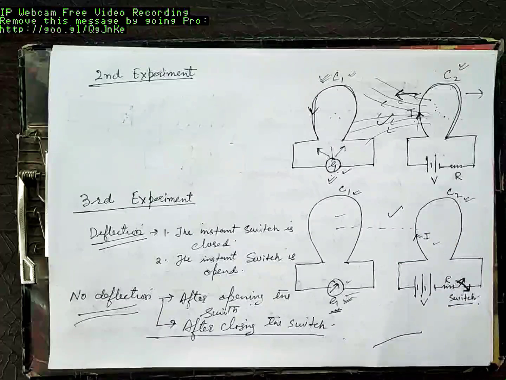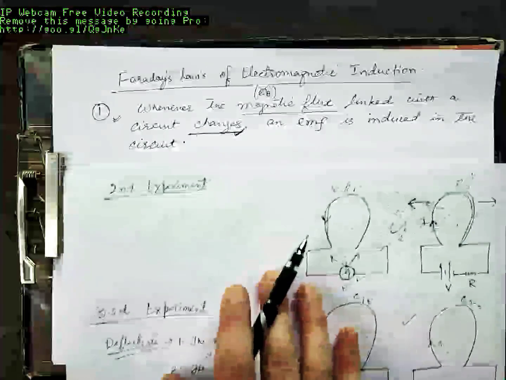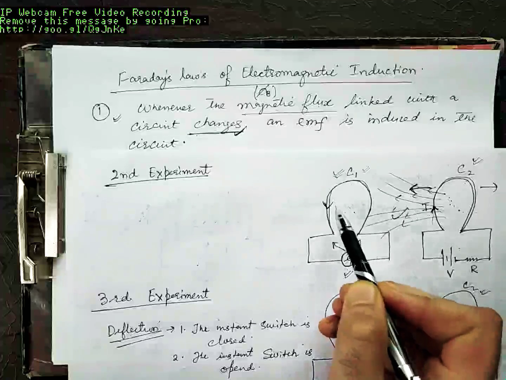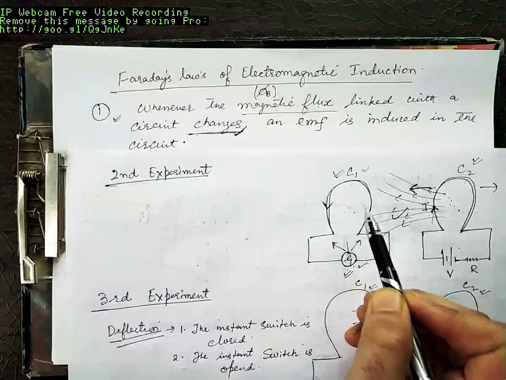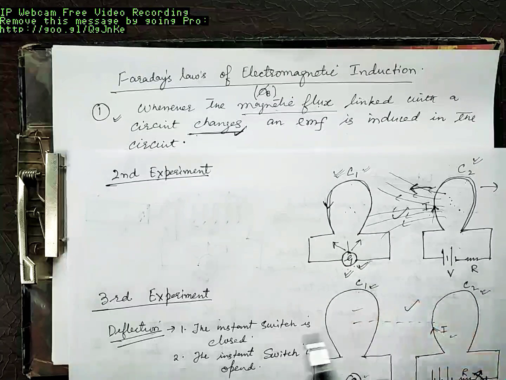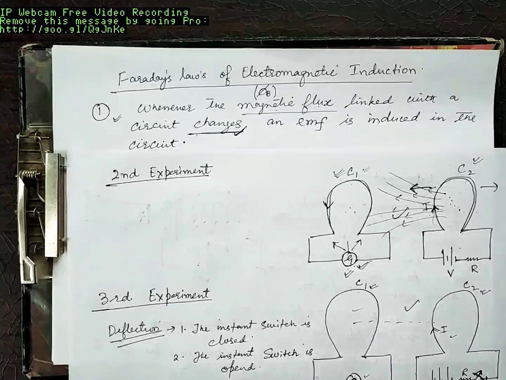When field lines flowing through C1 decrease, we know as per Faraday's law of electromagnetic induction, whenever field lines change, a voltage will be induced and EMF will be induced. That EMF will produce a current, and that current is being detected by the galvanometer. Fine. This was Faraday's second experiment.